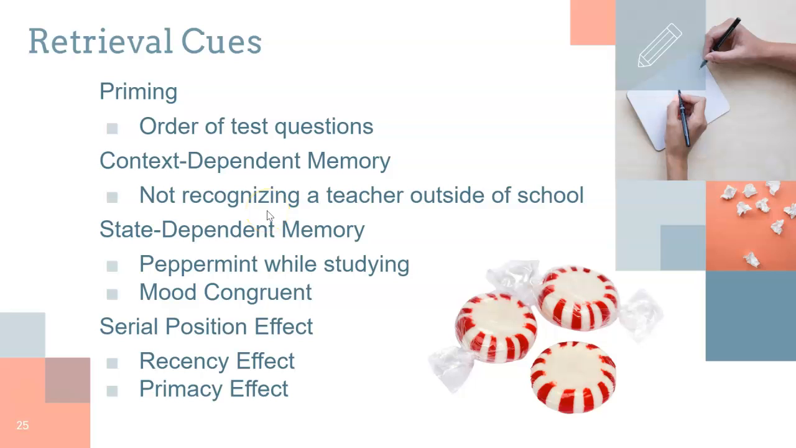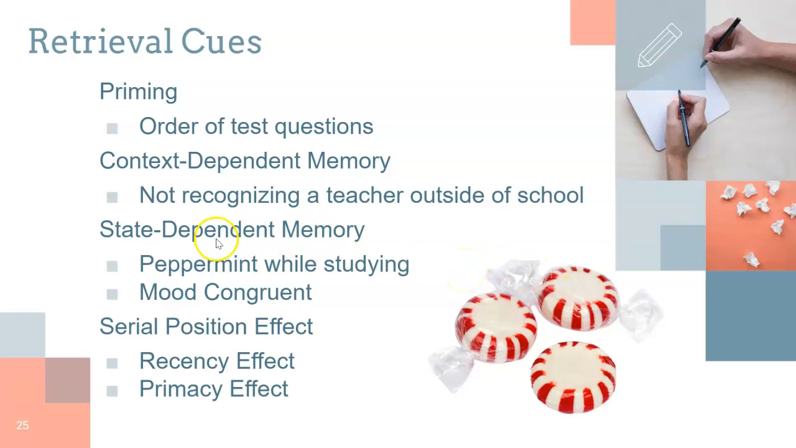You also then have state-dependent memory. So state-dependent memory means that the state you are in when you are encoding the information, you'll be able to retrieve that information faster if you're in the same state. So for example, if while you are studying this information in psychology, you're eating peppermints, you want to make sure you're eating peppermints when you take a test, right? Because you were in that state while you were studying. So then eating peppermints as you're going through and taking the test will help.